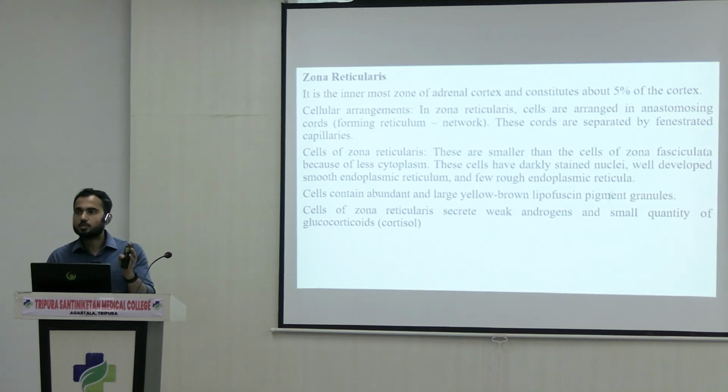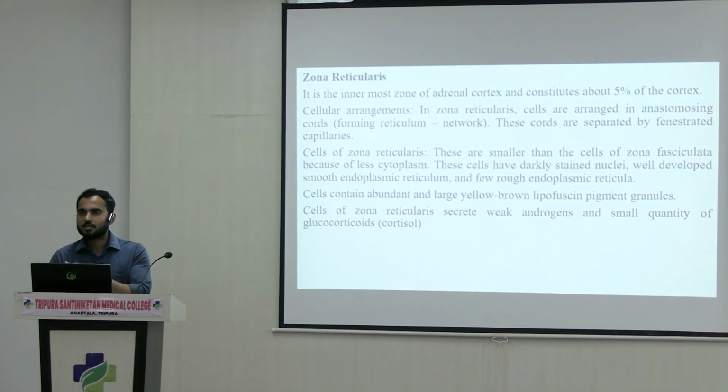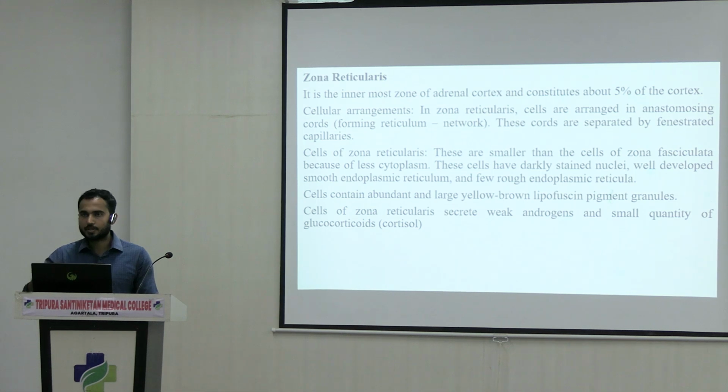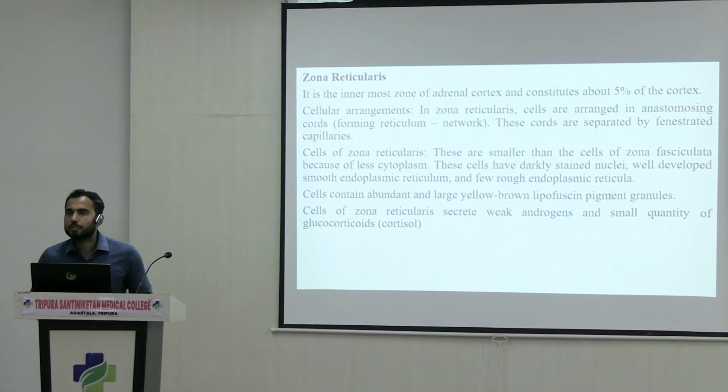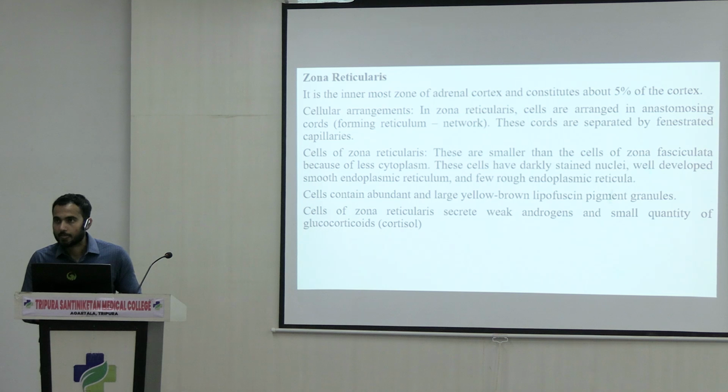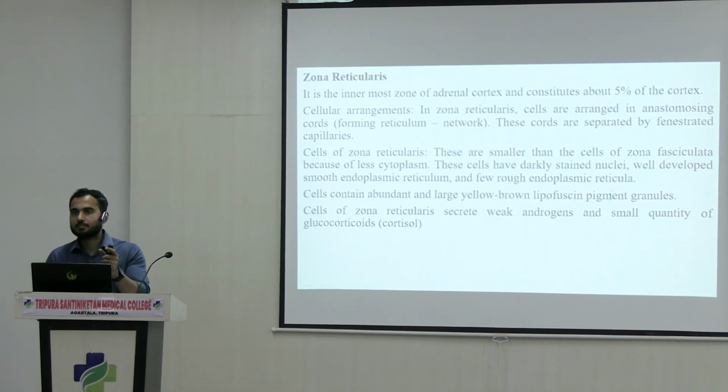If you have noticed, in each and every case the arrangement of the cells is different. Previously, in the first case, we saw inverted U-shaped clusters. Next, in the middle part, it is straight columns, and here it is network-like. But in each and every case, between the cords of cells, what is present? Capillaries are present, and the hormones secreted by them are poured directly into the blood vessel.